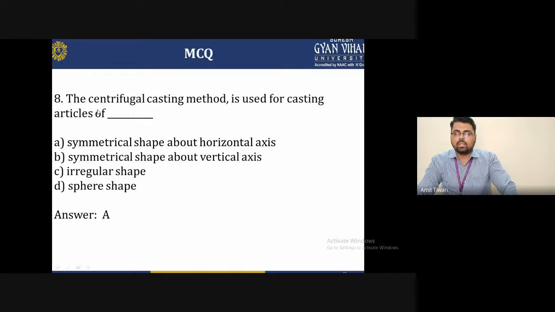Eighth question: the centrifugal casting method is used for casting articles of which shape? The options are A symmetrical shape about the horizontal axis, B symmetrical shape about the vertical axis, C irregular shape, and D spherical shape. The correct answer is A, symmetrically shaped about the horizontal axis; centrifugal casting is used for such articles.